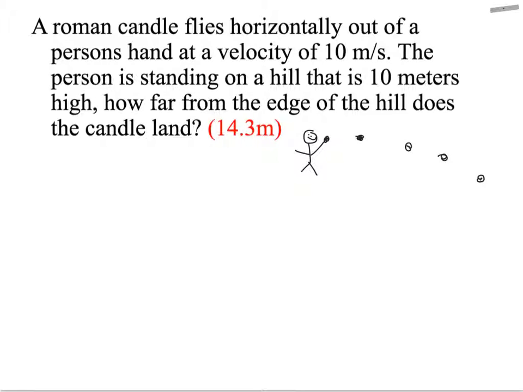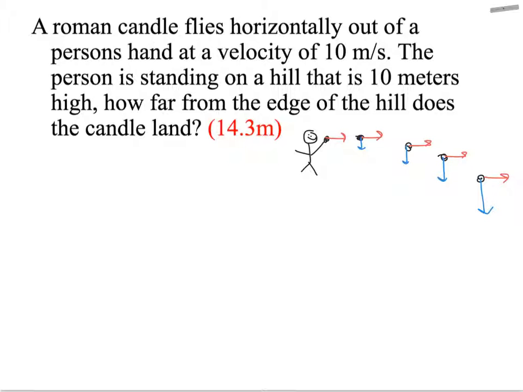We know from our past slides that the horizontal velocity stays constant the whole time, and as the candle flies out of the guy's hand, it's flying with an initial angle of 0, so there's not going to be an initial vertical velocity, and as the time increases, so will the vertical velocity.